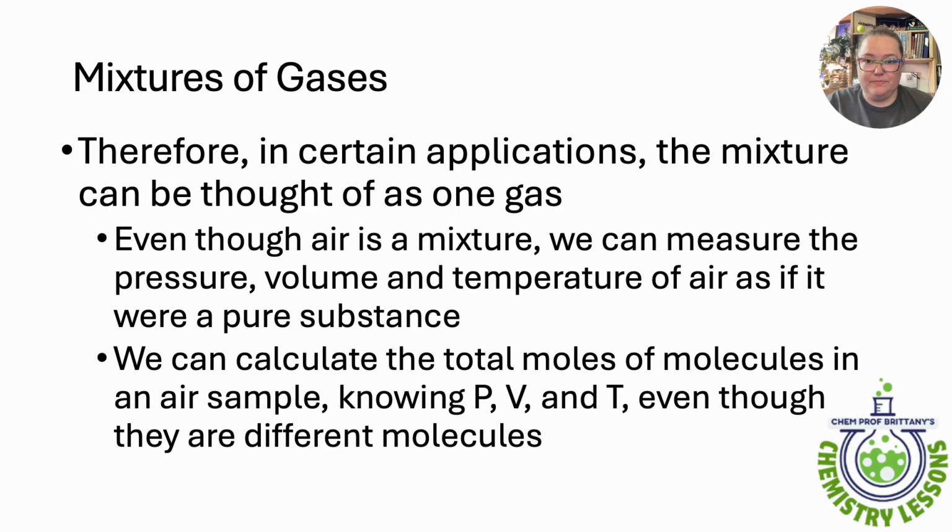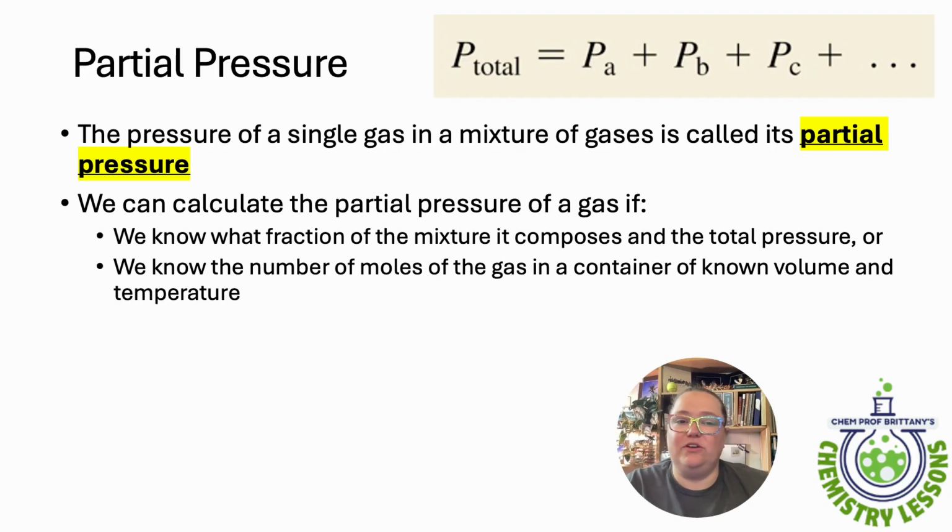So the pressure of a single gas in a mixture of gases is called that gas's partial pressure. So for example, in the air that we're breathing, the oxygen creates its own pressure, and that is the partial pressure of oxygen. Likewise for nitrogen, carbon dioxide, etc. And so we can calculate the partial pressure of a gas if we know the fraction of the mixture it composes and the total pressure, or if we know the total number of moles of gas in a container, and then we know the volume and the temperature.